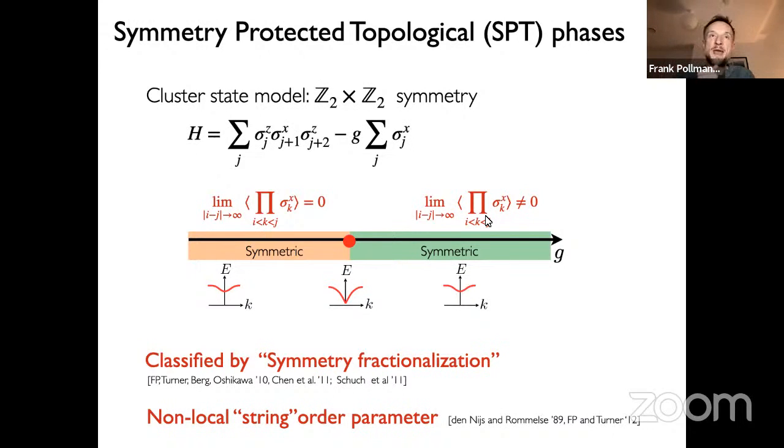So to recap, what we have here is we have now identified a simple model that exhibits a phase transition between two symmetric phases, which can be distinguished in terms of this non-local order parameter. And this is why we call it a topological phase.